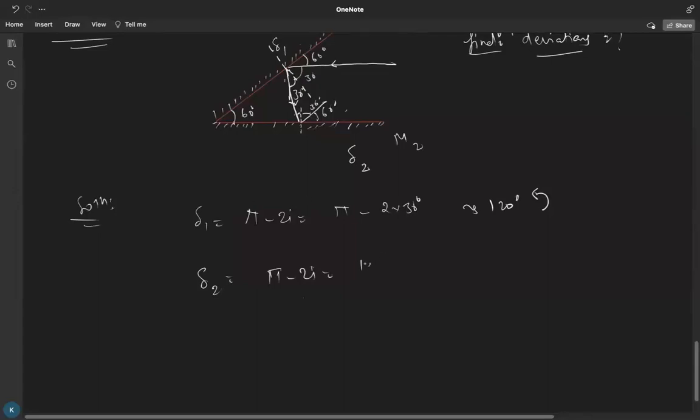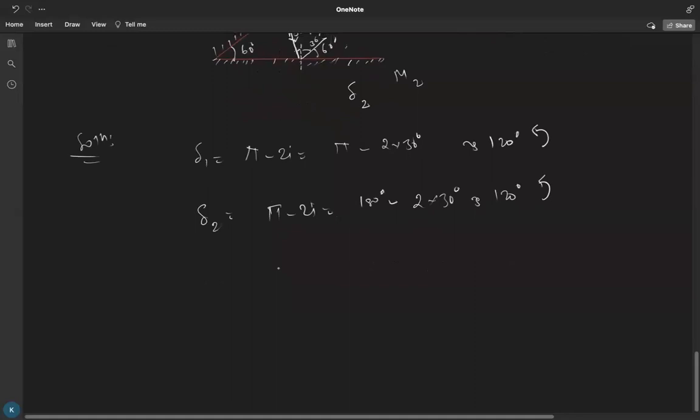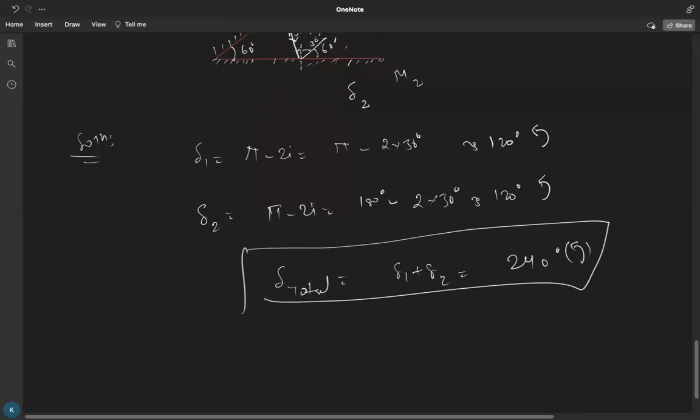So there will be 180 degrees minus again the deviation by the 30 degrees, so it will be 2 times 30 degrees. So it's again 120 degrees, again in anti-clockwise direction. So the net deviation is equal to del 1 plus del 2. So its value is equal to 240 degrees in anti-clockwise direction.